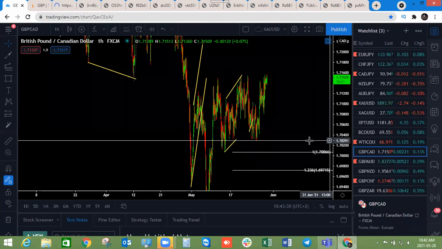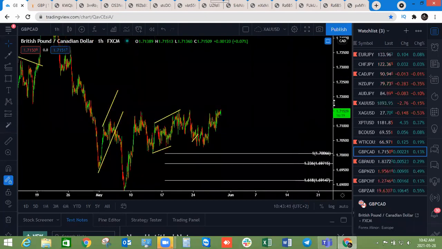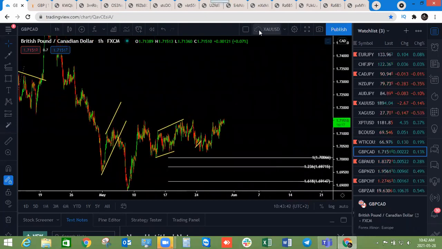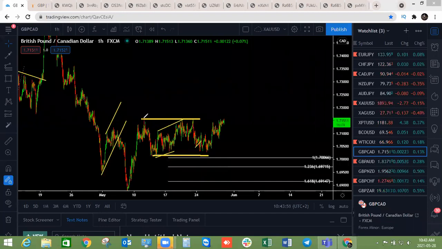Pound CAD. So pound CAD, this is what we saw on Monday. I was actually expecting this to come into the blue box. We didn't trade into the blue box. That's fine. So we have made the flat that we're expecting here. That is a regular flat. We've pushed to the upside. This is what I said we should do.